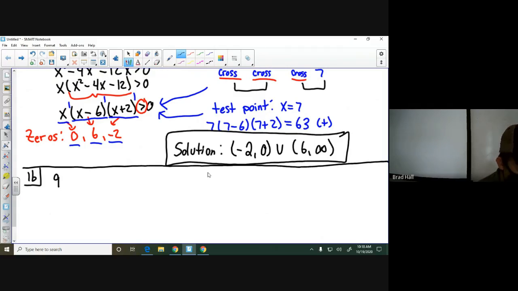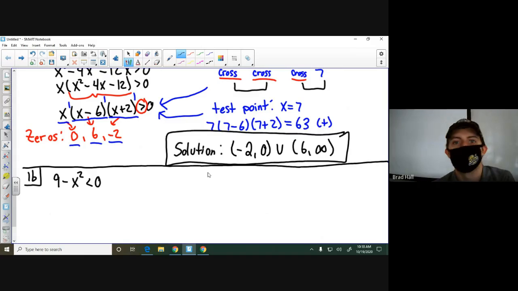Which says 9 minus x squared is less than 0. And the first thing we need to do is, well, factor this as much as we can. So in order to factor this, I want to put this in standard form. In the last problem, all we had to do is subtract 12x on both sides.